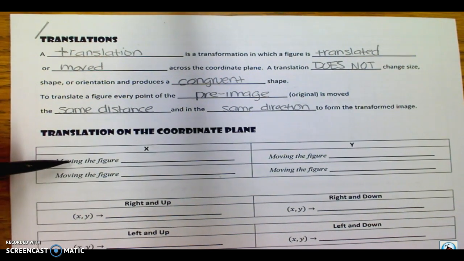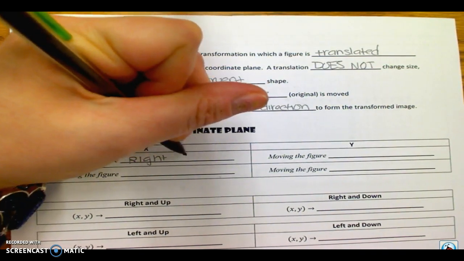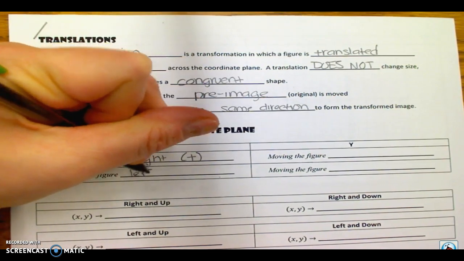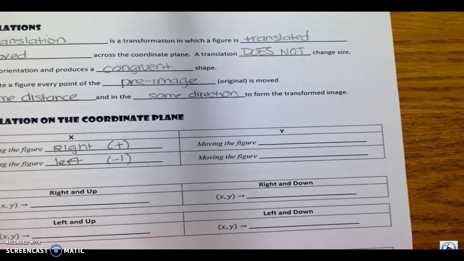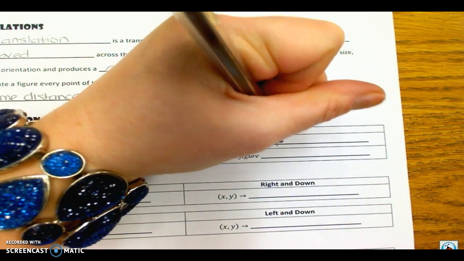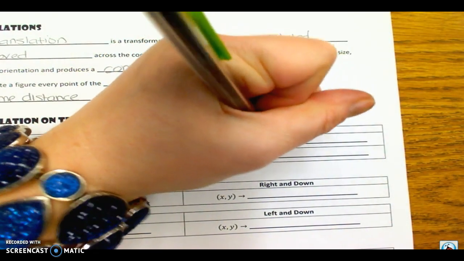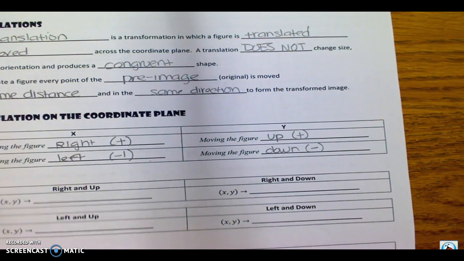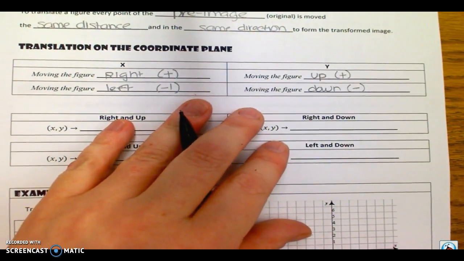For the x coordinate, you're moving it right or left because it goes horizontal. If you're going to move the figure right, you're adding to it. If you're going to move it to the left, you are subtracting. Same idea for the y values. If you move it up, you're adding to the y value because you're increasing it. And if you go down, you're subtracting from the y value. That's what it means as far as what's happening on the coordinate plane.